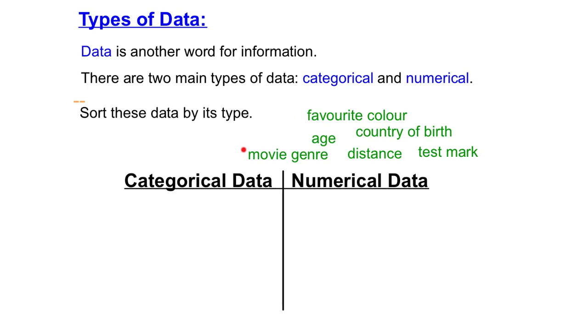So I have different types of data here that could be measured, and I want you to take a minute and sort the types of data, whether you think it's categorical or numerical. So pause the video and see how you do sorting this data by type.